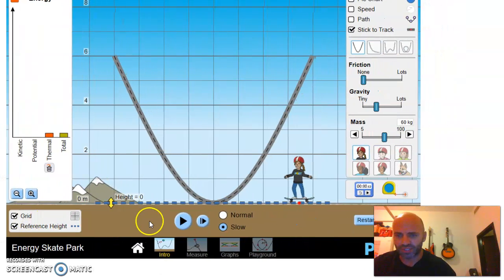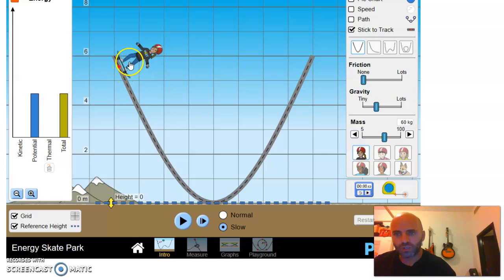I suppose this is the trick to doing it, is press pause first, then drop your skater somewhere on the ramp. It doesn't make a difference where really, because now she holds still. And what I might do is take my tape measure and see if I can measure how high up she is off the ground. So I'm just measuring to that red dot, and according to this, she's 5.6 meters above the ground.